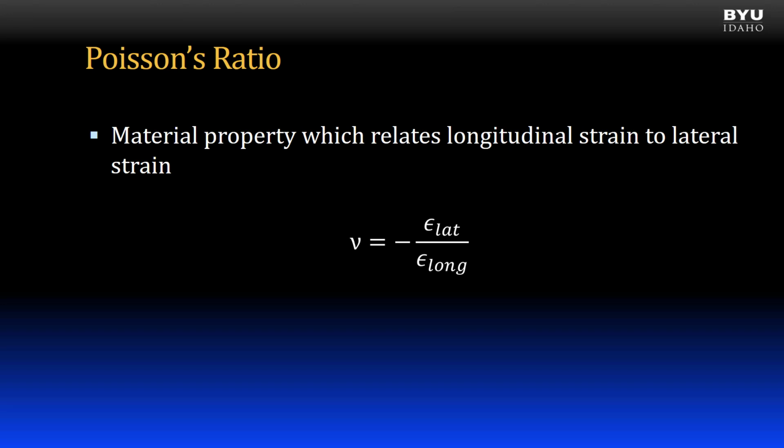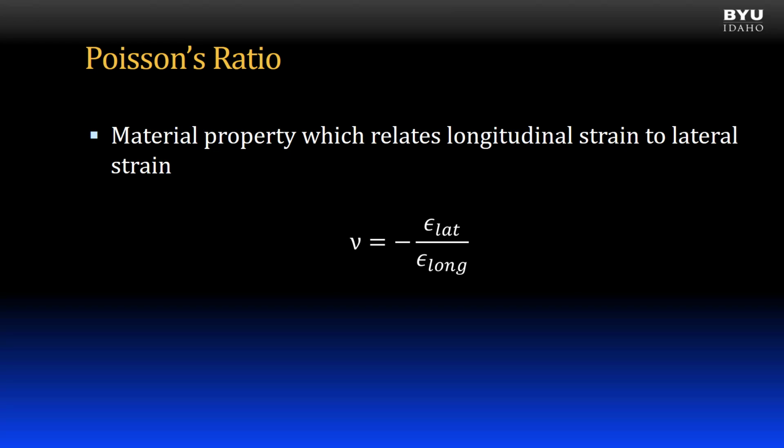Poisson's ratio is the material property which relates longitudinal strain to lateral strain. Here is the equation. Poisson's ratio is given the Greek letter nu. It is equal to negative the lateral strain divided by the longitudinal strain.